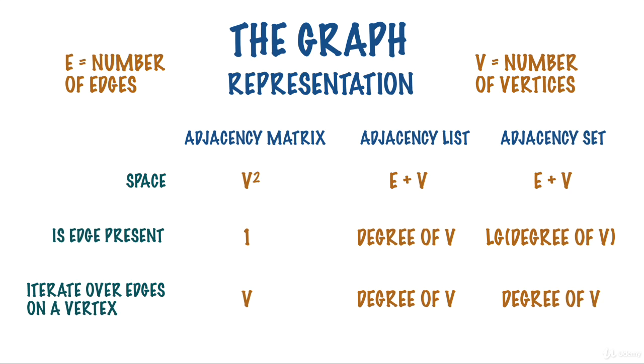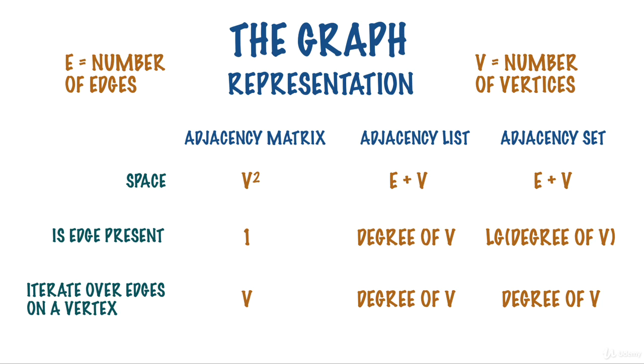And lastly, the time taken to iterate over the edges on a vertex is the degree of V, where the degree represents the number of edges incident on the vertex V. Exactly the same as in the case of an adjacency list.